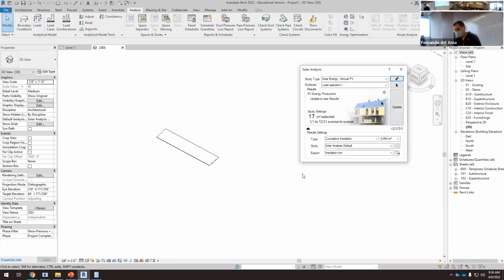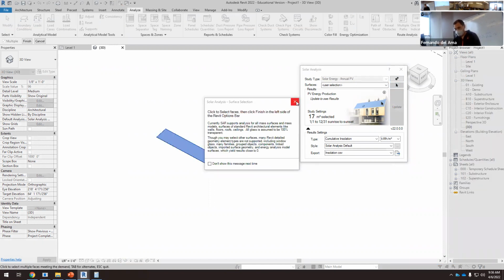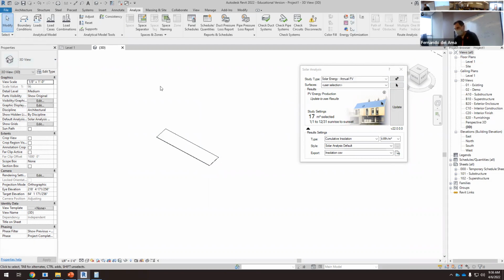Let's apply. So now we have analyzed annual PV. We have analyzed the surface. We have to select the same surface that we have selected here. It's the same, finish. And here, let's select the PV energy. Cumulative insolation is the energy that is hitting that roof, but now we don't want the solar energy. We want the PV energy. So now we can select the PV energy, and this is the solar analysis annual PV energy. It's in kilowatt hours per square meter.